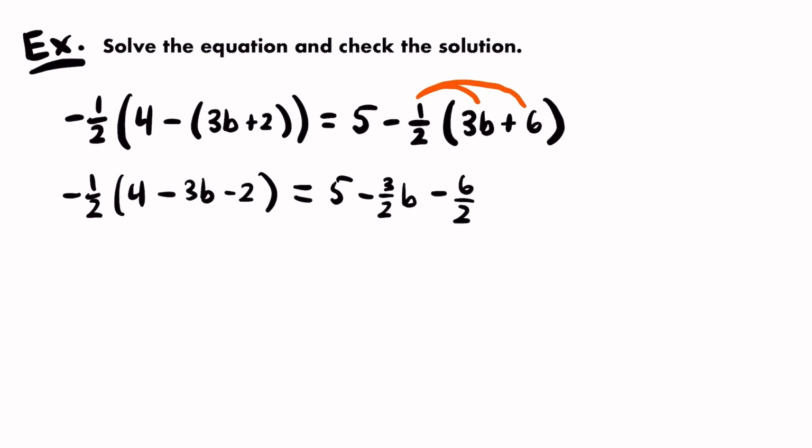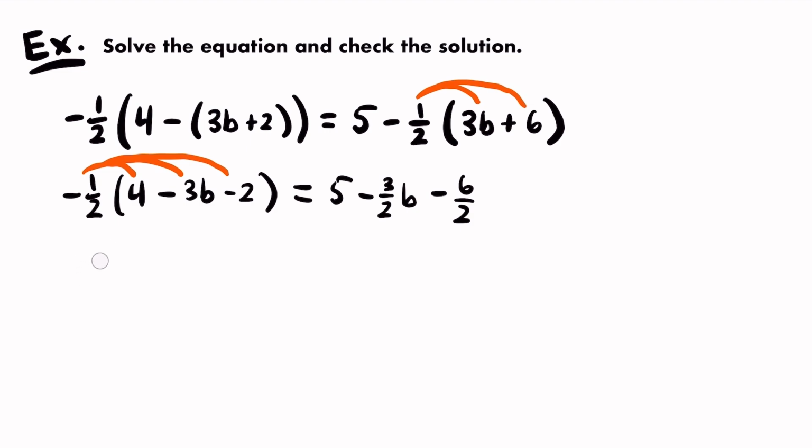Okay, now let's take this one step further. We did get rid of some of the parentheses in this equation, but we still have another set of parentheses we need to get rid of. We need to distribute -1/2 through this quantity. So let's do that. We're going to multiply -1/2 by 4, then we'll multiply it by -3b, and then we'll multiply it by -2. And so if we do that, -1/2 times 4, you'll multiply 4 into the numerator and get -4 divided by 2, but -4 divided by 2 would just be -2.